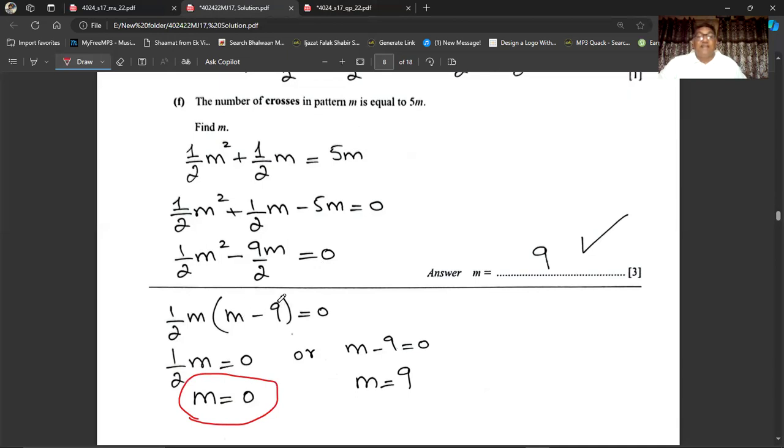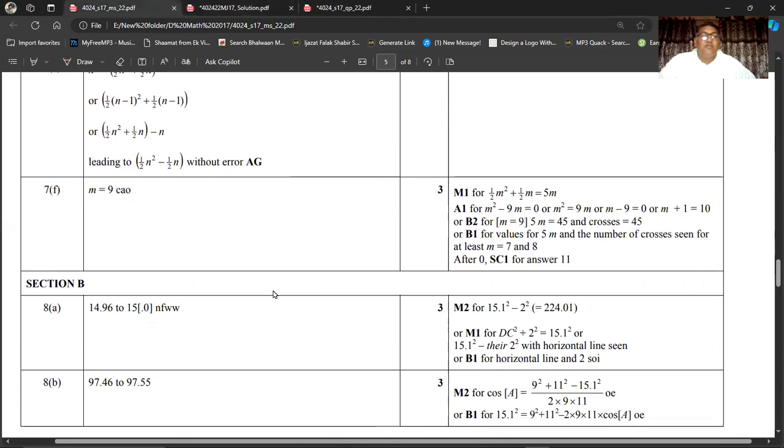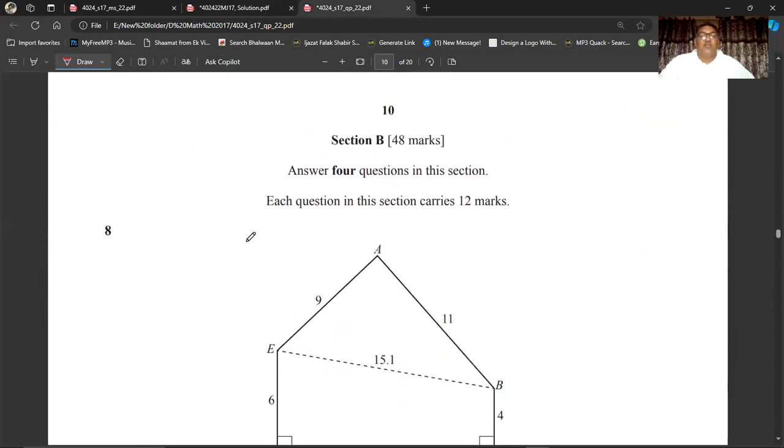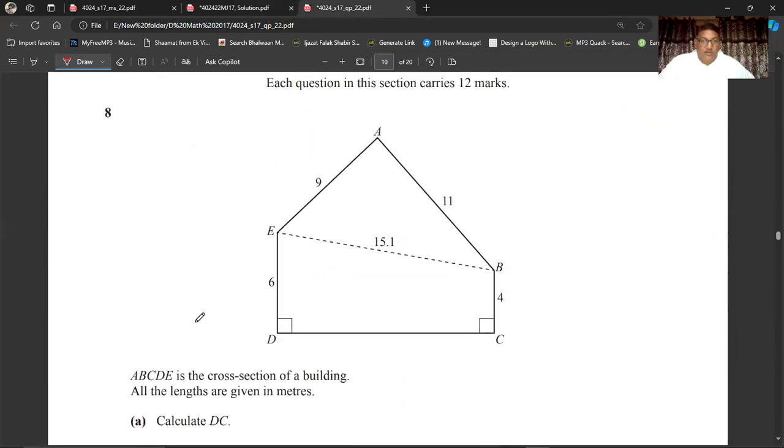Now make this m minus 9 equals 0. So m minus 9 is equal to 0. So m will be equal to 9. This is the basic answer. We are looking for not the 0. The pattern number 0 means no pattern. Pattern number 9. The pattern number 9 is the right answer, sir. So my dear students, we are done with the question number 7. Now we are going to the next question. That is question number 8.